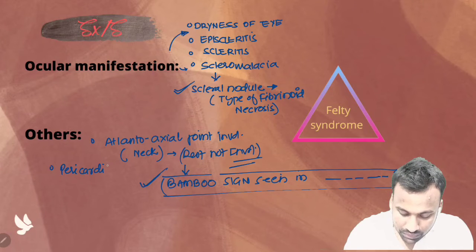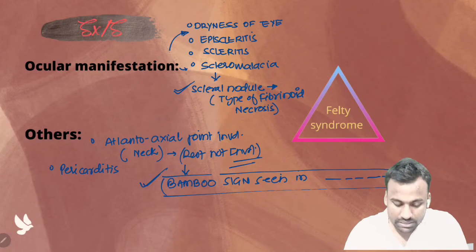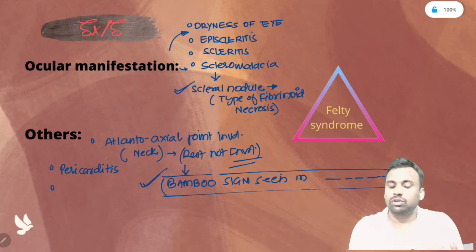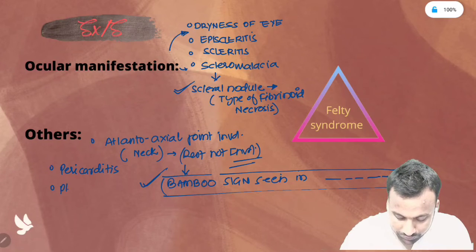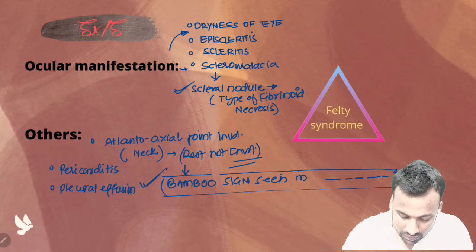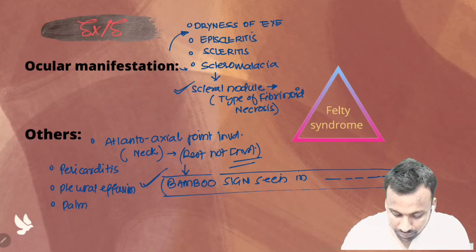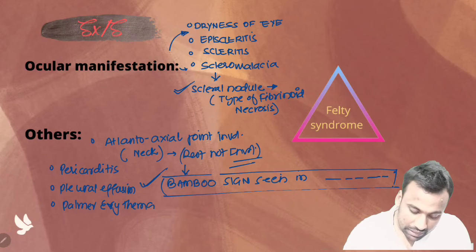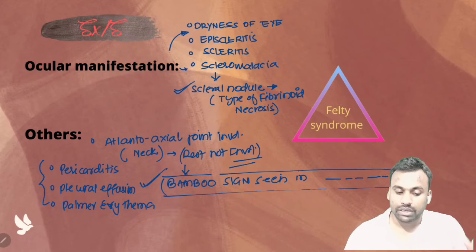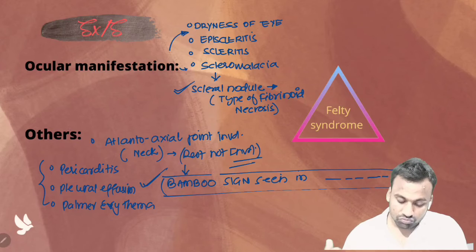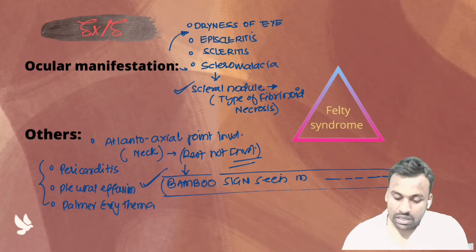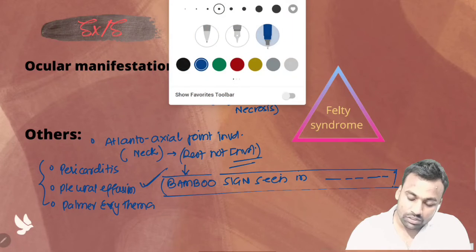We can also see other features: if there is heart involvement, it can lead to pericarditis, and sometimes the patient may have pleural effusion, and also palmar erythema. These are the main features which can be involved in rheumatoid arthritis.